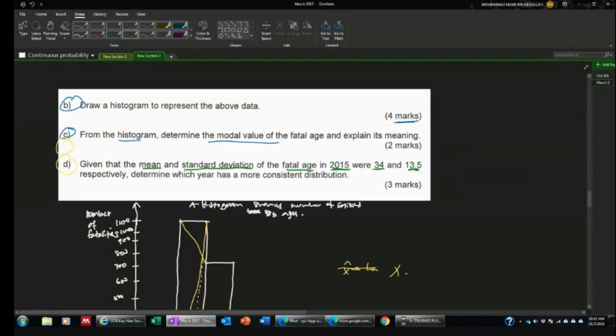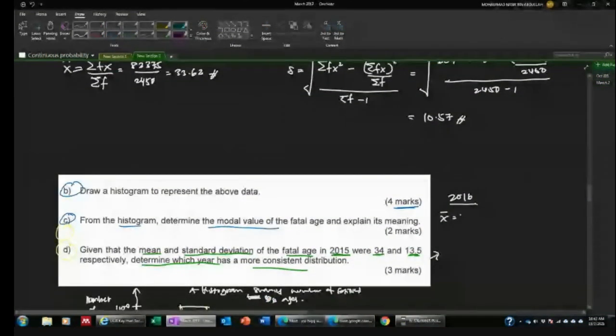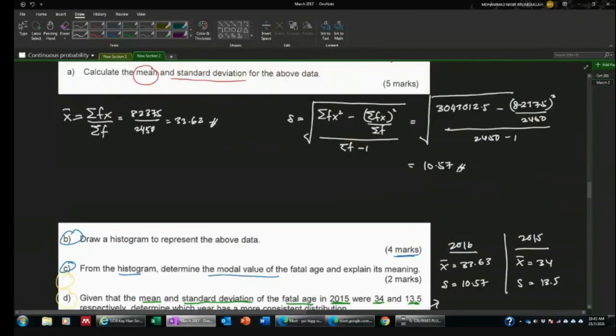Now for question D: given the mean and standard deviation of fatal age in 2015 were 34 and 13.5 respectively, determine which year has a more consistent distribution. For 2016, our calculation gives a mean of 33.63 and a standard deviation of 10.57. For 2015, the mean is 34 and the standard deviation is 13.5.